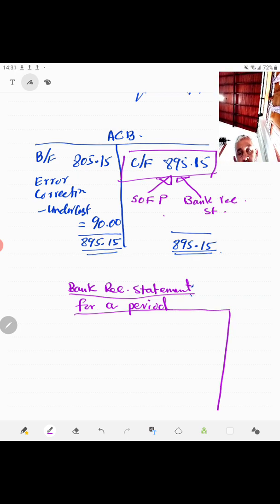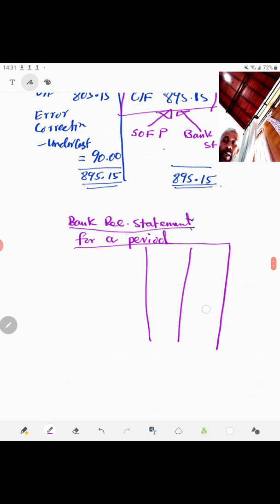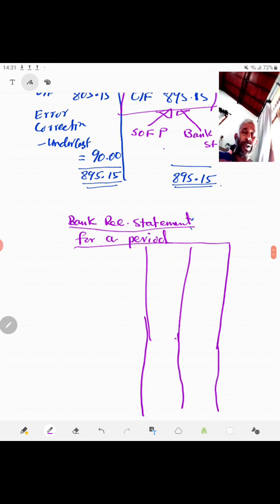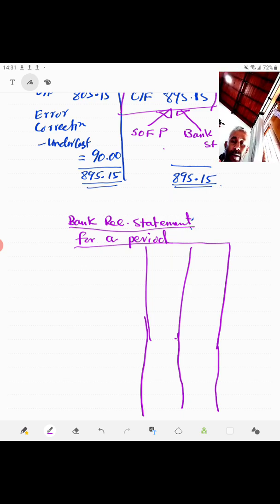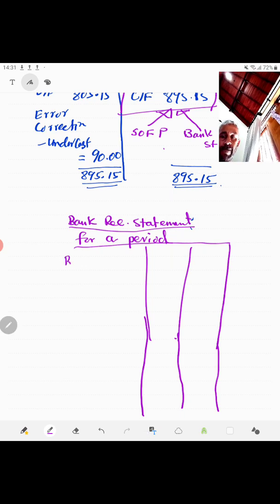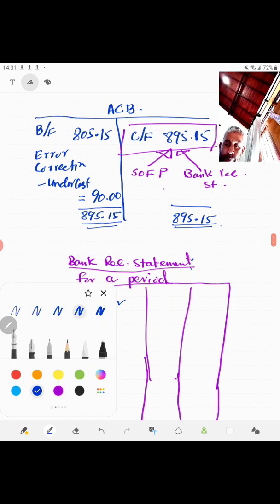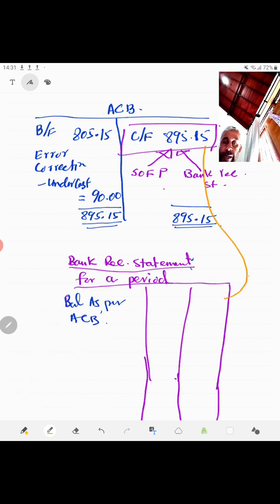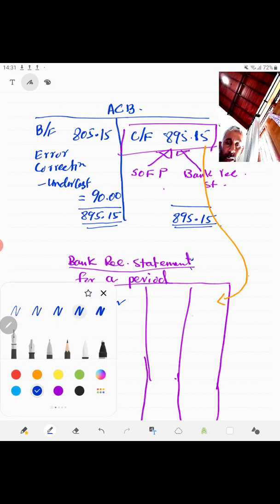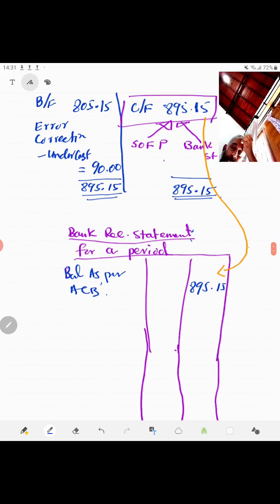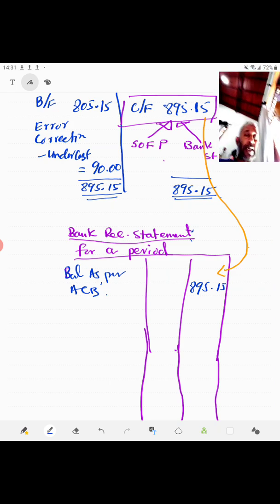Accordingly, we should start this with, I am not using the ruler, so do not mind the straight lines here, Balance as per adjusted cash book. How much do I have? Now, I have this answer here, which I will bring down here, 895.15.